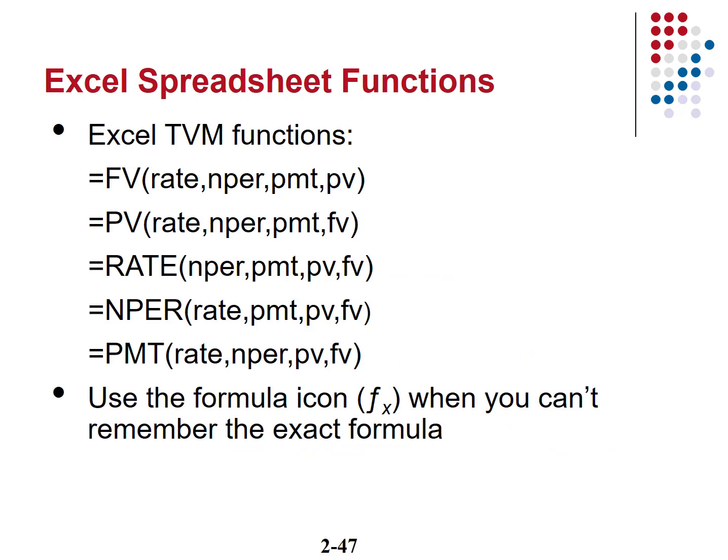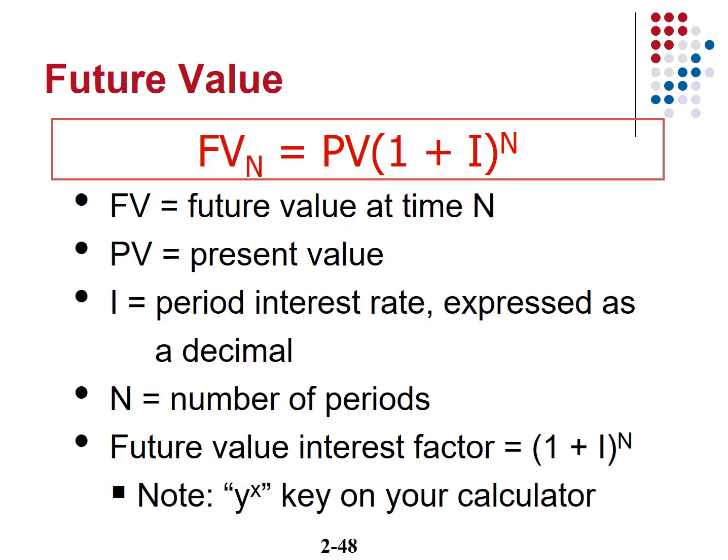For each one of the TVM keys, there is an Excel function. You don't need to remember the exact name of the function nor the order of the parameters. If you click on the FX icon and select the appropriate function, a window will appear with the blanks for the needed parameters. Looking back at how we approached this in 331, we started with future value since it's more intuitively comfortable for most people. So I'm going to repeat that coverage here just for review.